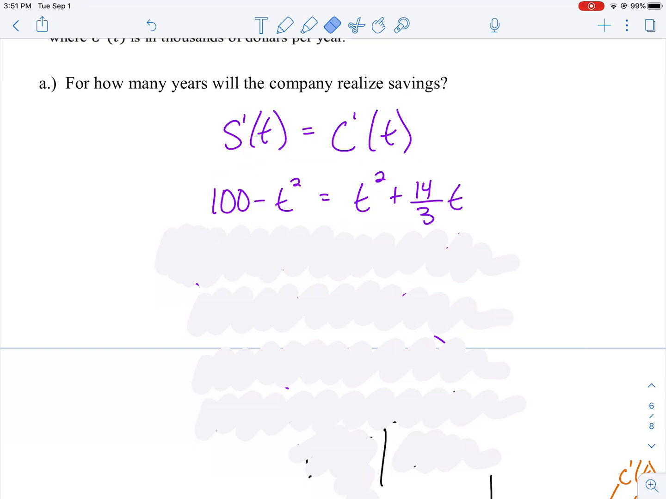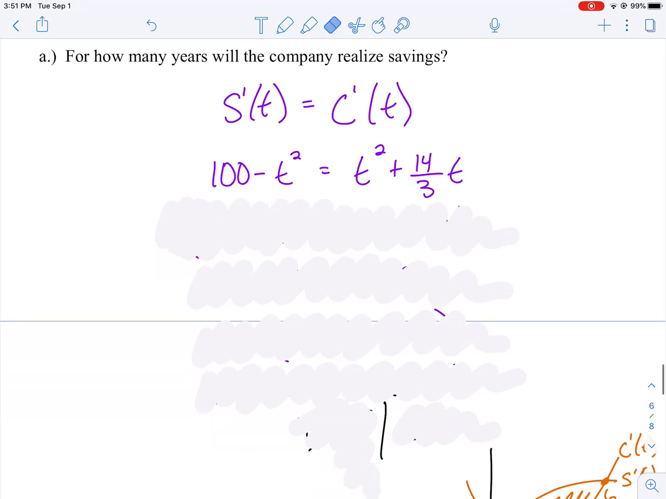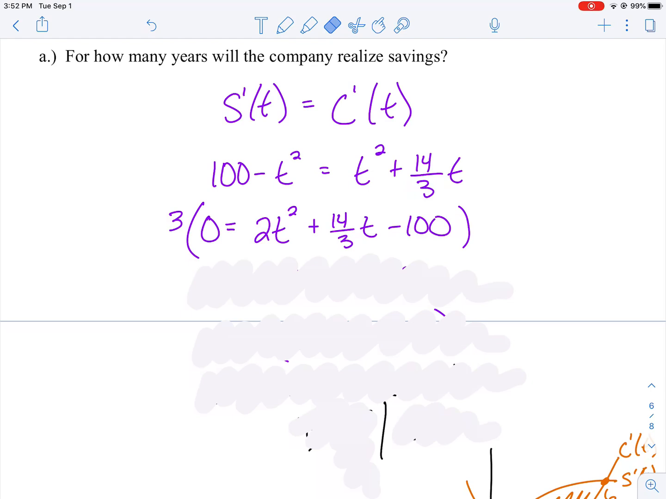My s prime was the function 100 minus t squared. My c prime was t squared plus 14 over 3 t. You notice that it's a quadratic function, so I'm going to move every term to the same side and set it equal to 0. I also noticed once I moved everything to the same side that I had a little bit of a fraction in there. I have a 14 over 3. And it's a little bit harder to solve quadratics, whether I'm doing factoring or quadratic formula, if there's fractions.